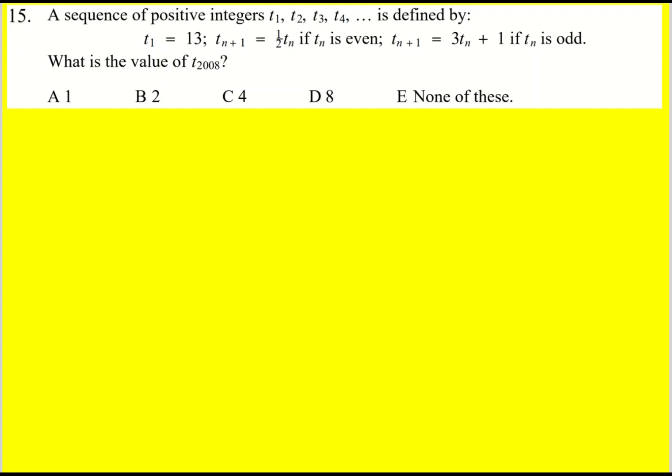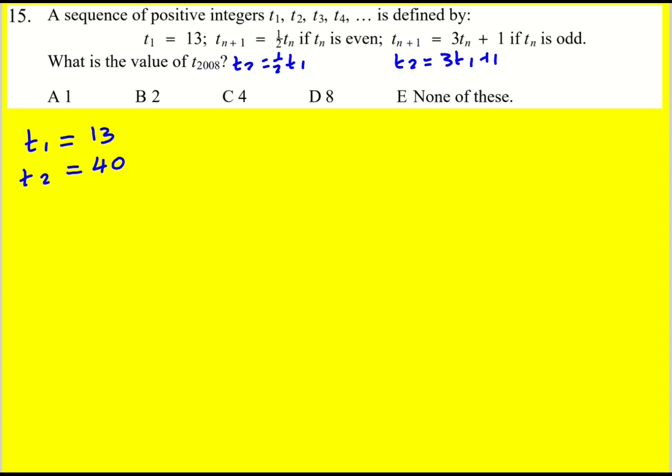We're given a recurrence relation here and a starting term. So t1 is 13. Now what we can do is substitute n equals 1 in. So t2 is going to equal a half t1 if t1 is even, which it's not. So instead I put n equals 1 into this one: t2 is 3t1 plus 1 if t1 is odd. It is. So I'm going to times through by 3, 39, and add 1, we get 40.